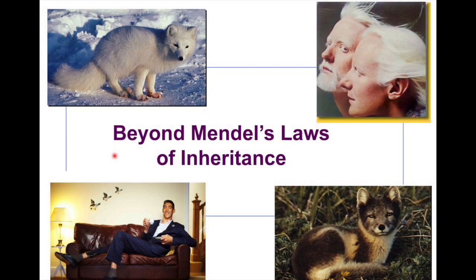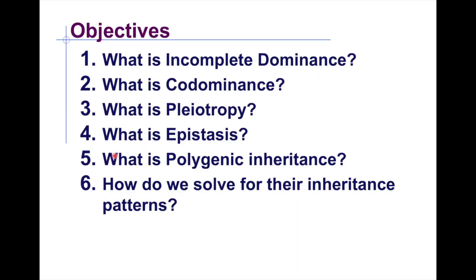In this case, we're going to go beyond Mendel's laws. So what you have learned in the previous sets may not necessarily apply to the following. These are the topics we'll be encountering. There's multiple alleles as well under codominance. So it's incomplete dominance, codominance, and multiple alleles that will have computation. Pleiotropy, epistasis, and polygenic inheritance don't have computation.